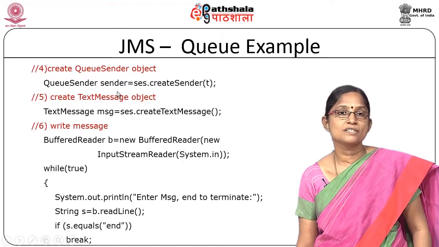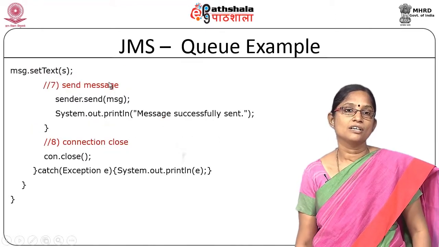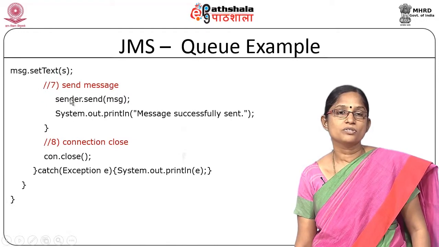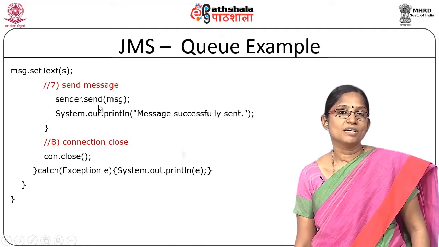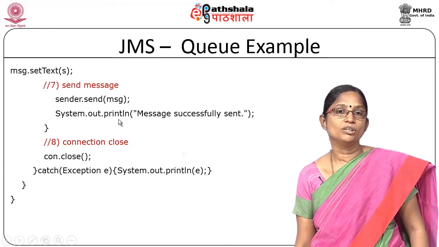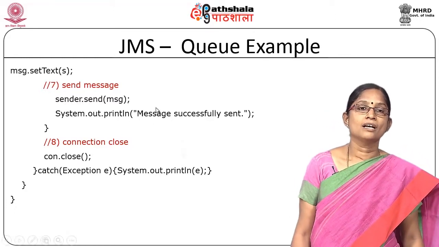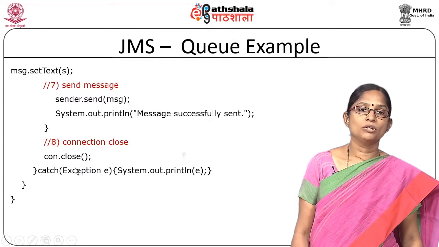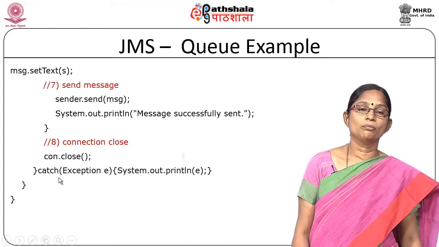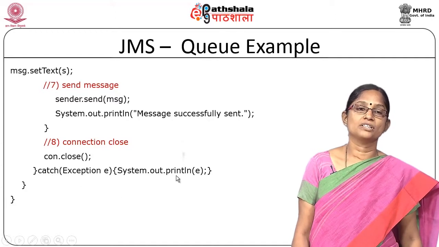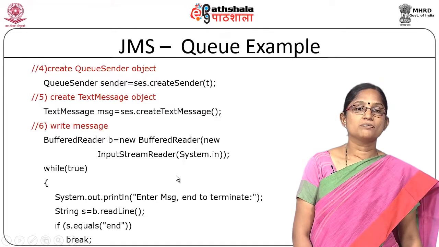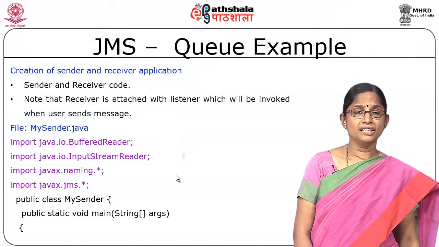This message has to be sent over the sender object. So, this is what we are going to see now: sender.send(message). The message has been sent through the sender object. So, we are giving the command that the message was successfully sent. After finishing all of this communication, we can close the connection, that is why con.close(). Then the appropriate exception has to be handled using the catch block. So, this is with respect to the sender program.